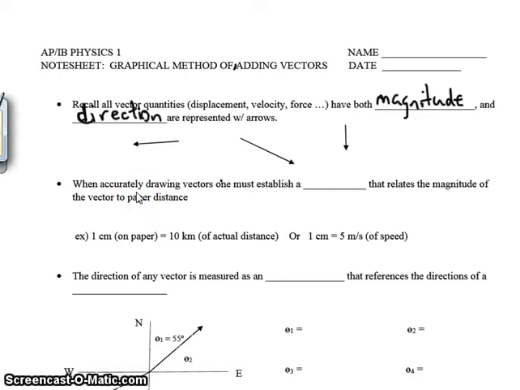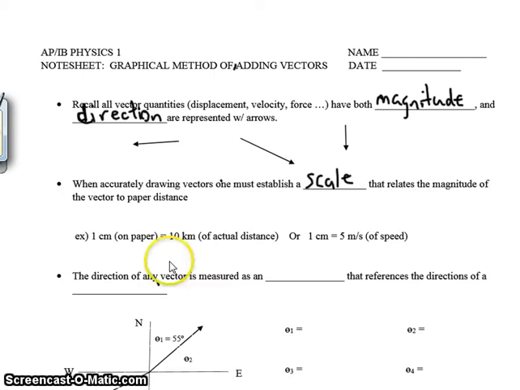So let's establish some basic rules. When you're accurately drawing vectors, one must establish a scale. So if you're asked to represent 5 newtons of force and you want to put that on a paper with the length of an arrow, you've got to say something to the effect of 1 centimeter on the paper equals a certain number of newtons. Or in this particular example, 1 centimeter on paper might represent 10 kilometers of actual distance if we're doing displacement. Or we could say 1 centimeter of paper equals 5 meters per second of speed. Right, so that should make sense. So the longer the arrow, the greater the magnitude, but the actual magnitude depends on whatever scale you set up.